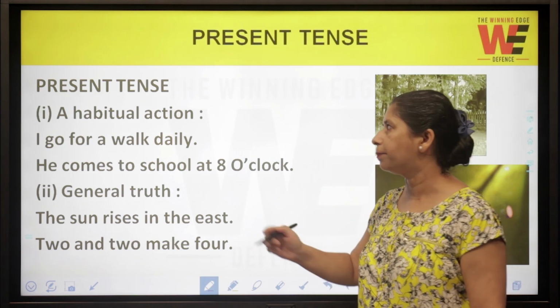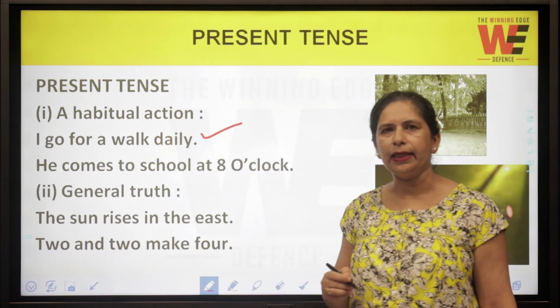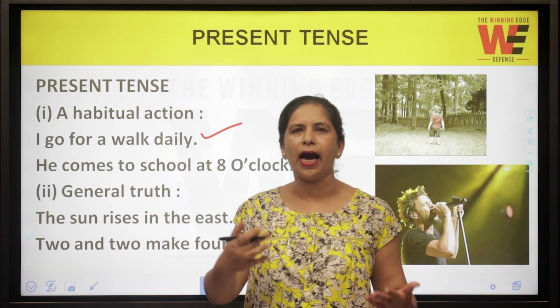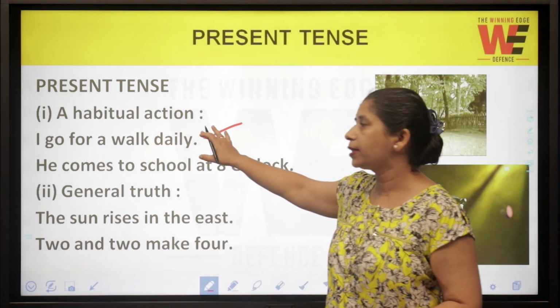So let's see an example. I go for a walk daily. Okay, I read daily. जैसे मैंने I told you the first sentence, I read nearly every day. So this is something that I do.